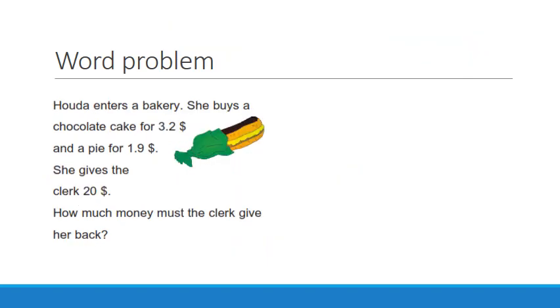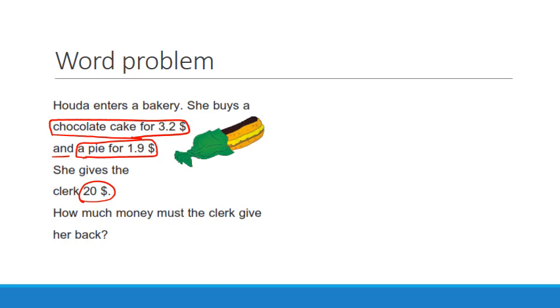This is another type of word problem, which is the two-step problem. Let us see why it's actually two steps. Huda enters a bakery. She buys a chocolate cake. So first she bought a chocolate cake for $3.2. And she also bought a pie for $1.9. Okay, so she bought a chocolate cake and a pie. She gives the clerk $20. Now I need to know how much money the clerk must give her back.